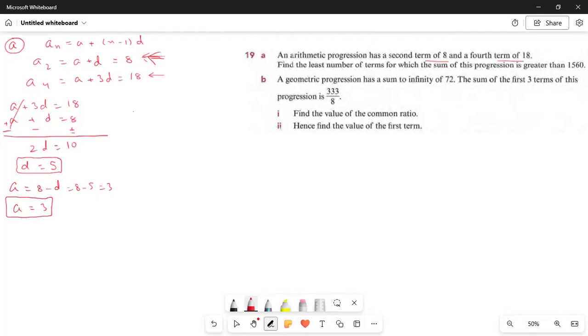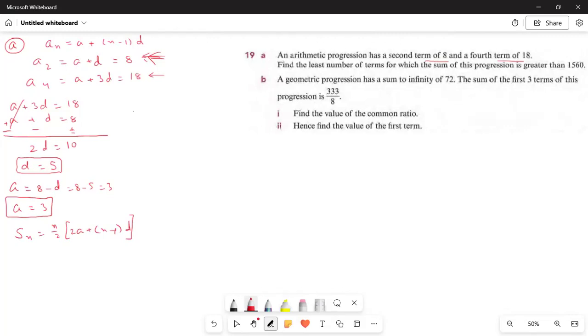Now the interesting thing. Find the least number of terms for which the sum of this progression is greater than 1560. Remember, the sum of n terms of an arithmetic progression is n by 2 times (2a plus (n minus 1) into d). I hope you all know this.